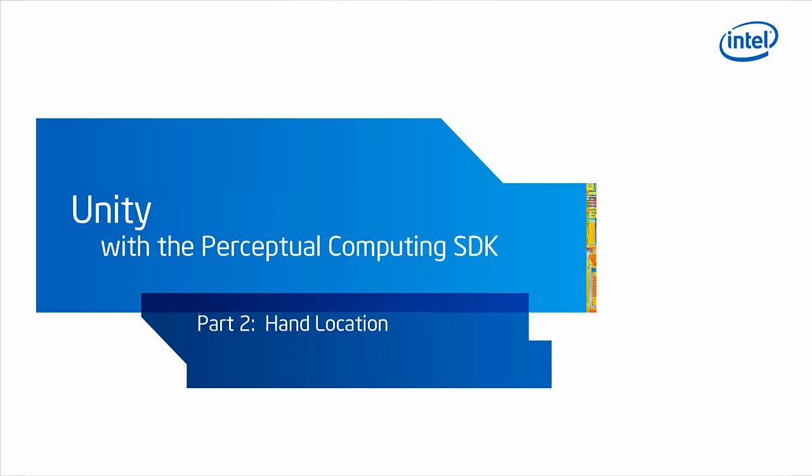This is Annie with the Perceptual Computing Lab, and this is the second part of a four-part tutorial series on getting some basic features of the Perceptual Computing SDK implemented in the Unity game engine. In the last tutorial, I covered getting the RGB feed into the scene, and in this one we're going to be tracking our hand locations.